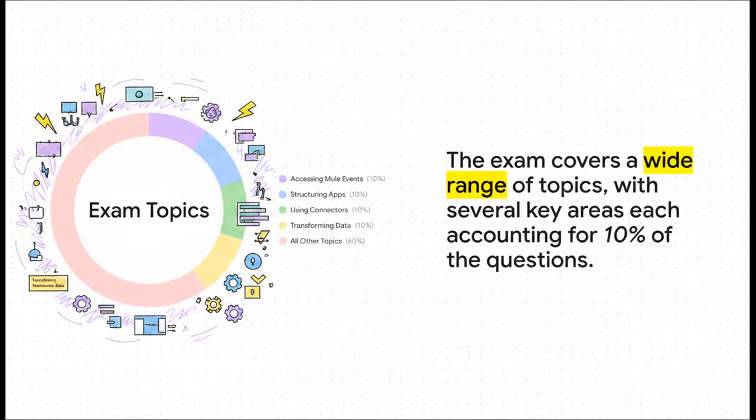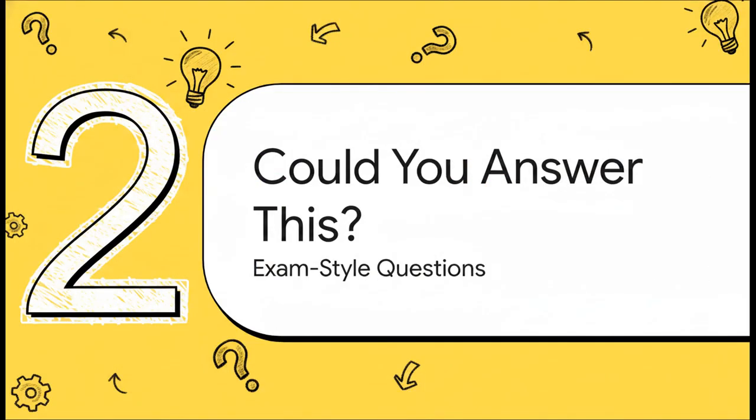And when you look at what's on the exam, wow, it's not enough to be good at just one thing. You can see here, key areas like accessing Mule events or transforming data make up a big chunk of your score. You really can't afford to have any gaps in your knowledge. All right, enough talk. How about we put you in the hot seat for a minute? Let's take a look at a few sample questions that are pretty much exactly what you'd see on the real test. See how you do.